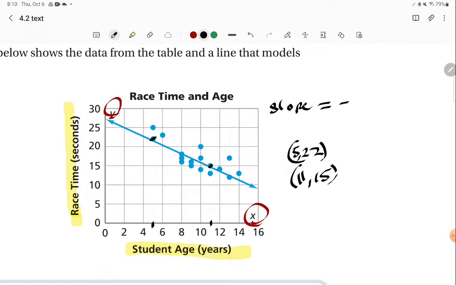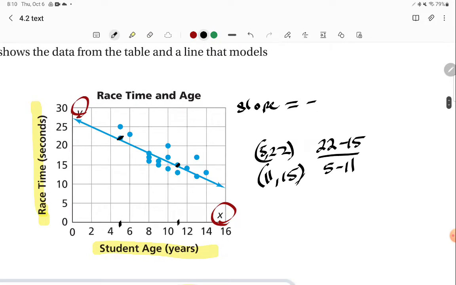All right, now to find the slope, remember it's y minus y, so it's going to be 22 minus 15 over x minus x, so that's 5 minus 11. And when we do 22 minus 15, that gives us 7. 5 minus 11, that gives us negative 6. So our slope is about negative 7 over 6, or negative 1 and 1/6. I would rather keep it like this, so when we write our answer, it would be negative 7/6.